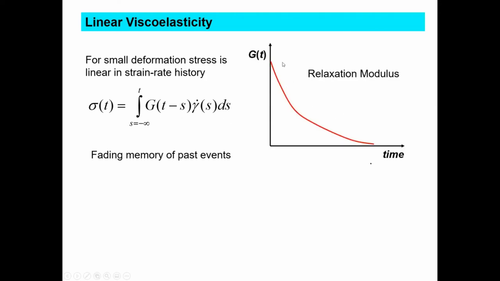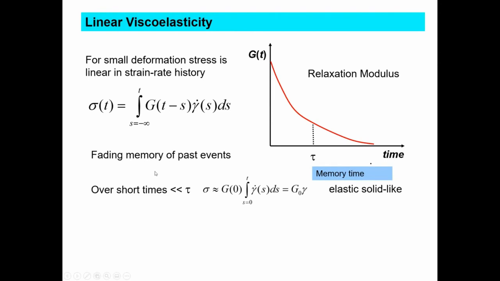And for these viscoelastic materials, essentially this memory decays. So if we had a linear elastic material, then the stress would be a function of the total strain. So this would be a constant over all time, and we would just then get the integral of this, which would be the strain.